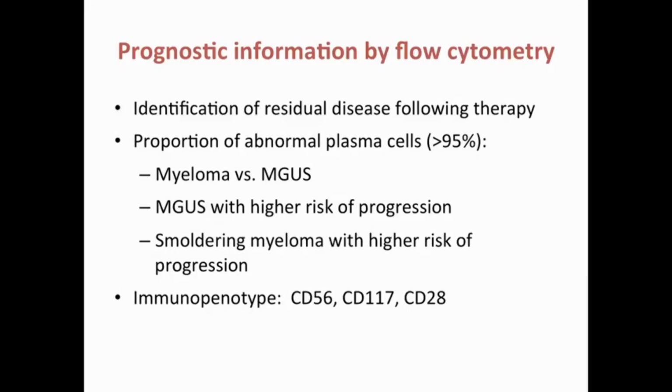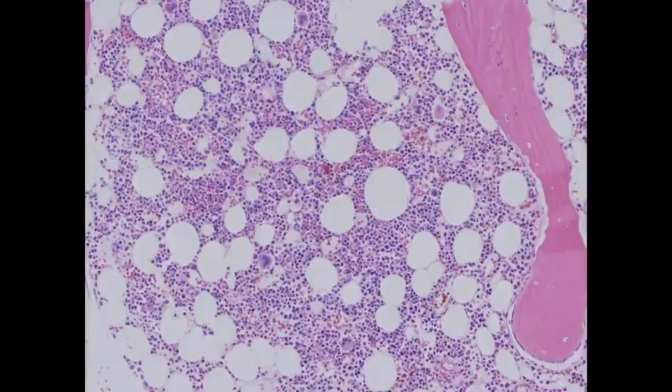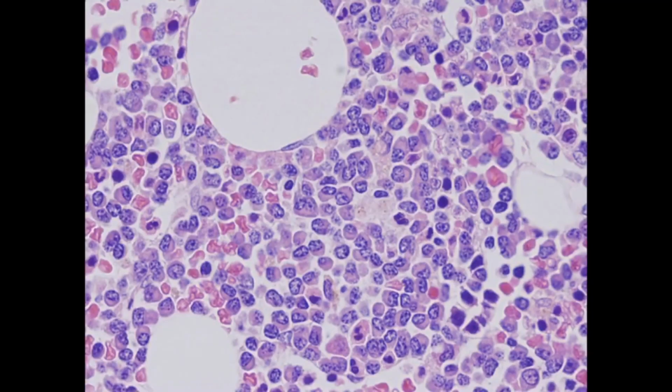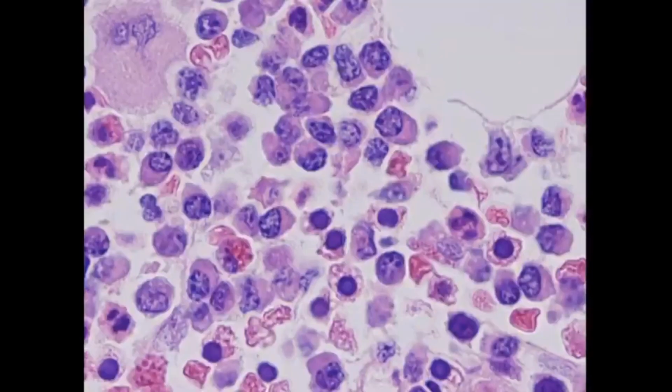Although the immunophenotype of plasma cells in myeloma has also been associated with prognosis, this information is rarely used in therapeutic decision-making. Now, let's return to the case. The biopsy sections demonstrate cellularity of approximately 60%. There is an abnormal infiltrate with many plasmacytic cells. At higher magnification, the abnormal infiltrate displays a lymphoid appearance, similar to that seen in the aspirate.